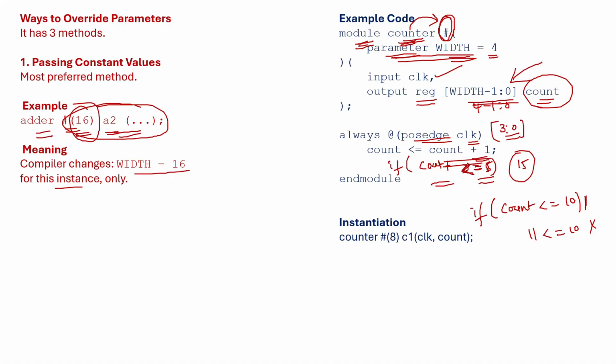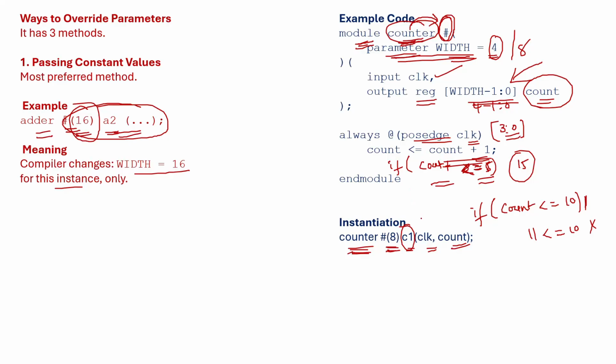Okay, see how the instantiation is happening. Counter hash 8 and then C1 of clock comma count. See, this is the instance name, right? So for this instance only, I will utilize this. Then this module is changed from 4 to 8. The width is changed. The module name is counter, right? So my module name is counter, I have taken counter hash 8, and then C1 is the name of the instance.